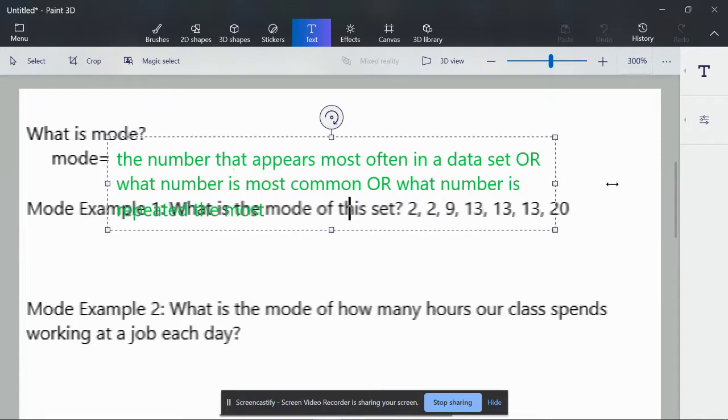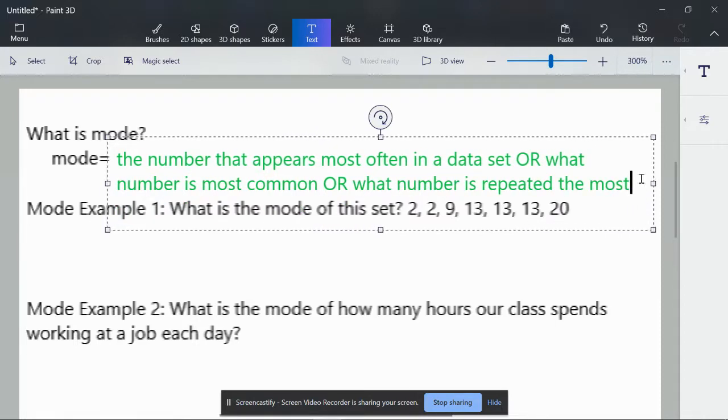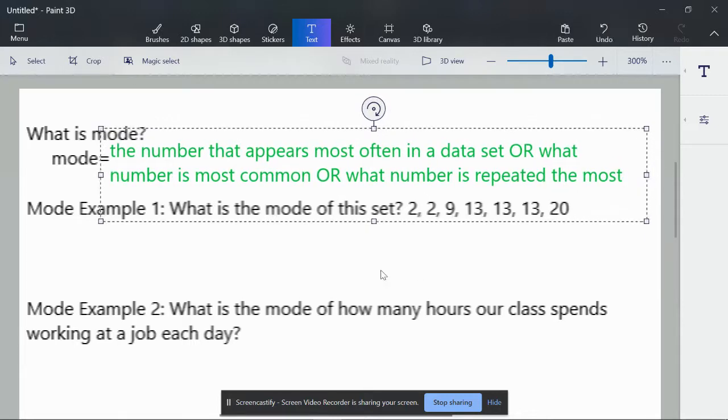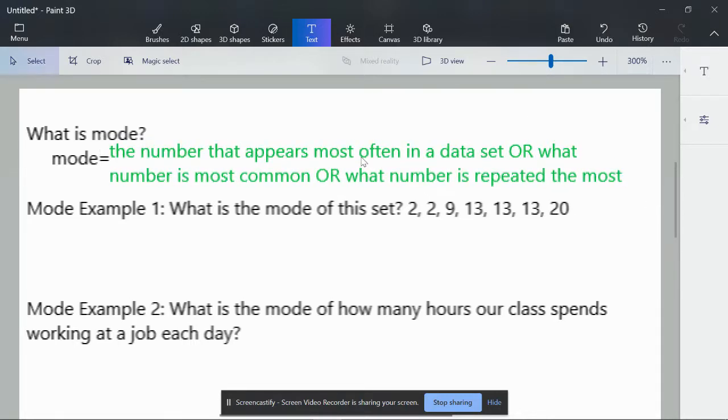Right? So there's a lot of different ways to think of mode. Really, whatever definition makes the most sense in your head, think of it that way. So when we're looking at this first example, we're asked to find what is the mode of this set. So of all the numbers we have 2, 2. So 2 appears twice. So that could be a strong contender, right? Because it's something that appears more than once.